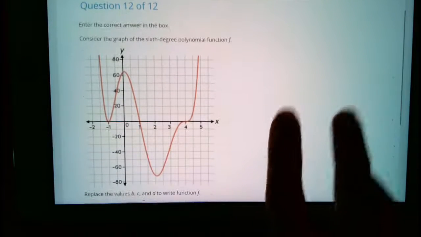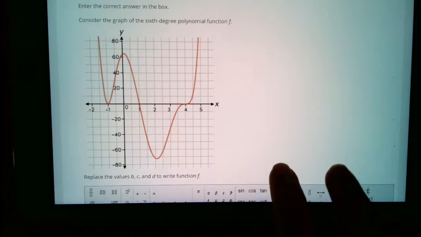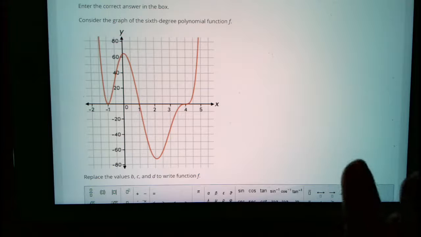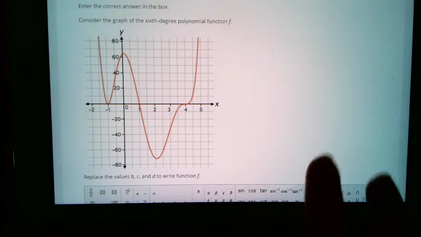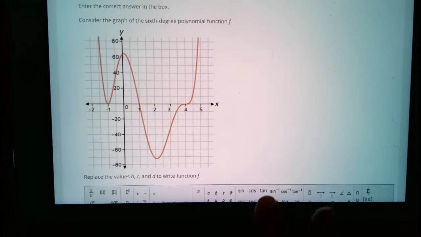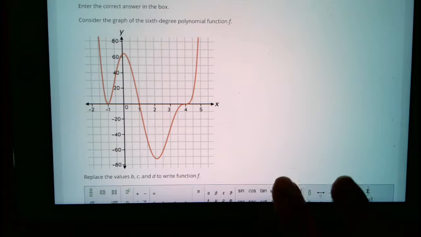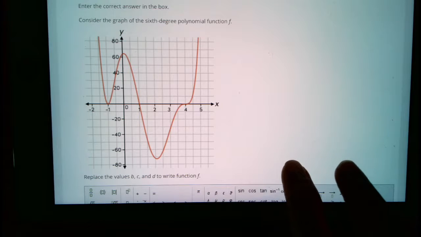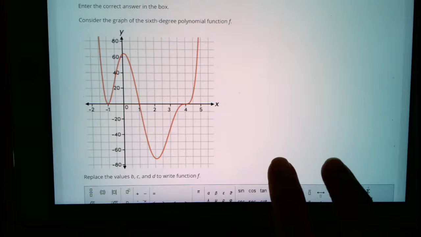In problem number 12, we're also answering questions about this. And this one should be interesting because I do want to write on some notebook paper. It says, consider the graph of the 6th degree polynomial function. And then it says, replace the values b, c, and d to write function f.